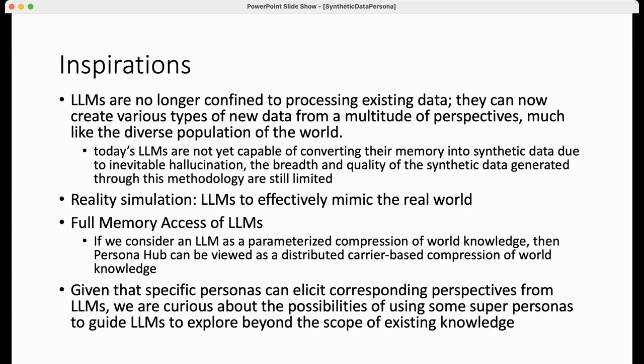And this framework also gives a path for accessing the full memory of the LLM. It's more about model distillation, of how we can compress the LLM. The LLM is a compression of the world knowledge, and the personas can be distributed carriers of the world knowledge, just like in the real world, where each individual person carries part of the knowledge of the world. So they are also thinking about whether it's possible to create super personas, a Superman or Superwoman, to even create new knowledge, moving beyond the scope of existing knowledge. Because personas are carriers of knowledge, if a persona has really strong capabilities, can it create new knowledge beyond what is already known?